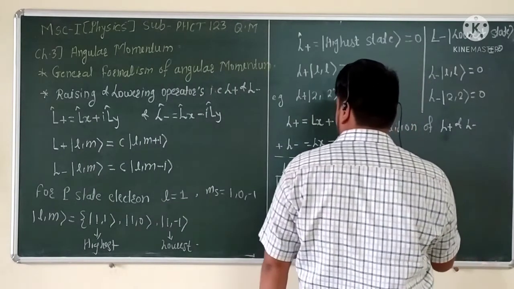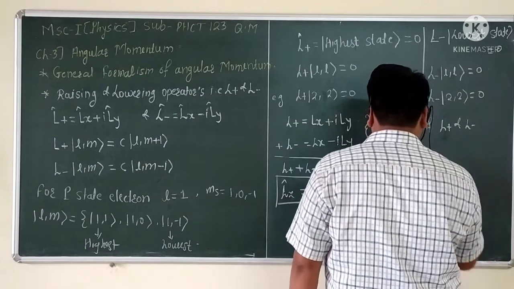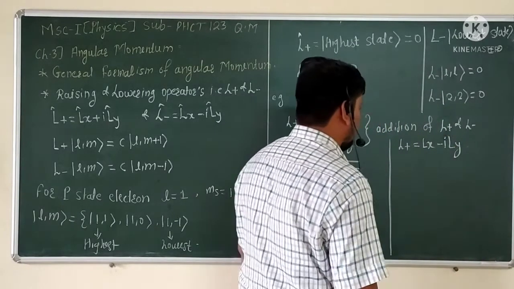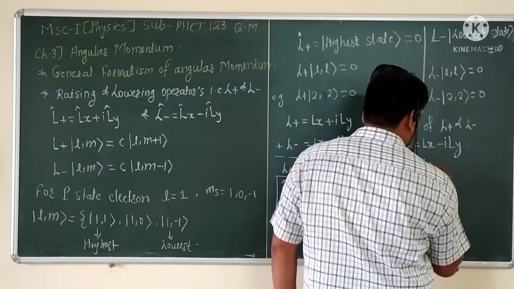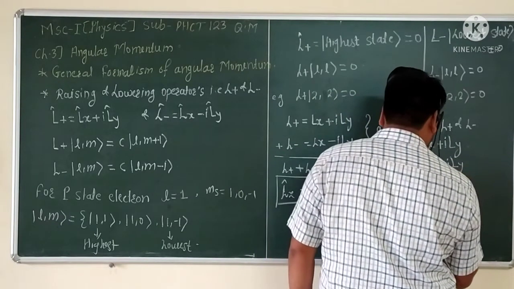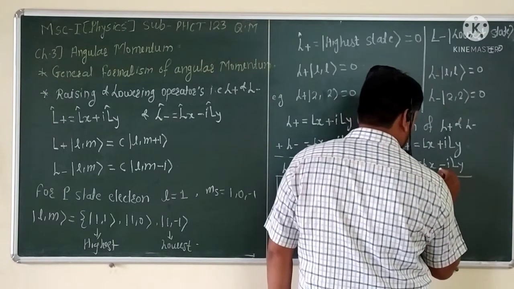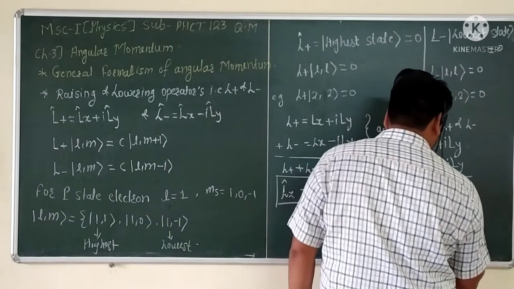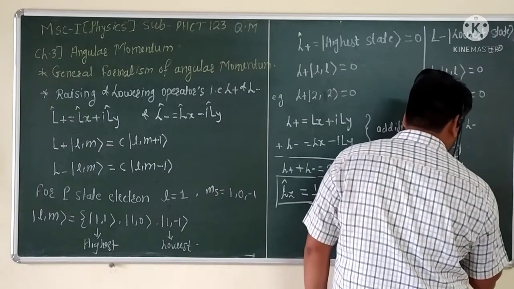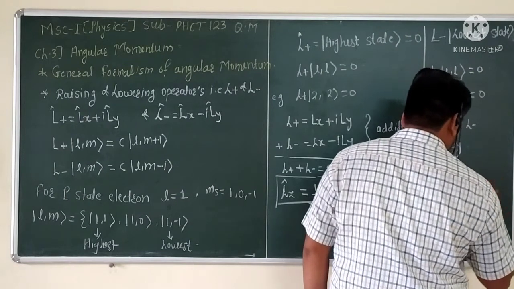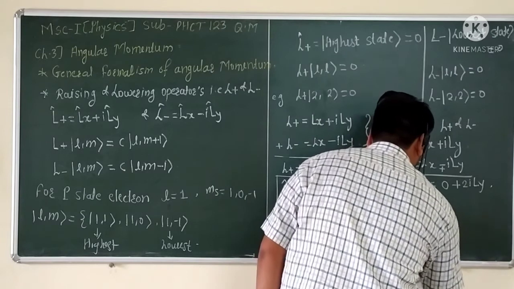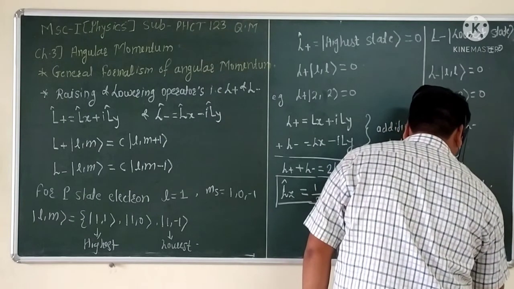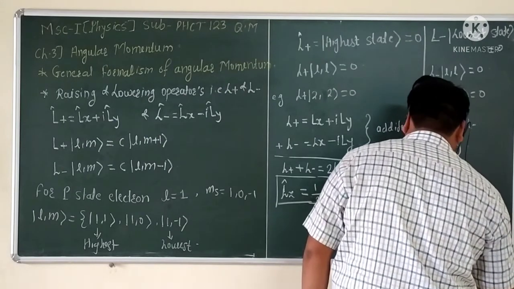Again, see the subtraction of L plus and L minus. L plus is nothing but Lx plus iLy, and L minus is nothing but Lx minus iLy. If we do the subtraction of these, what happens? L plus minus L minus is equal to 0 plus 2iLy, and therefore the Ly value is nothing but 1 upon 2i in bracket of (L plus minus L minus).